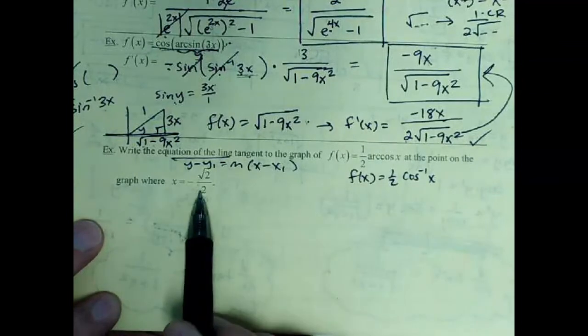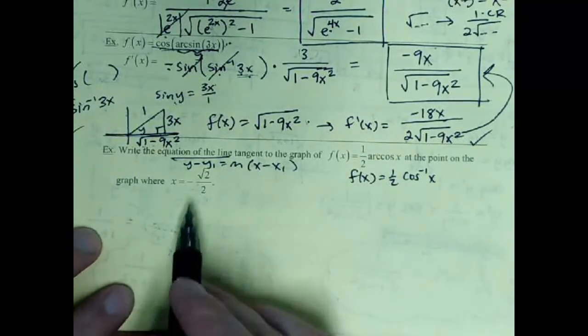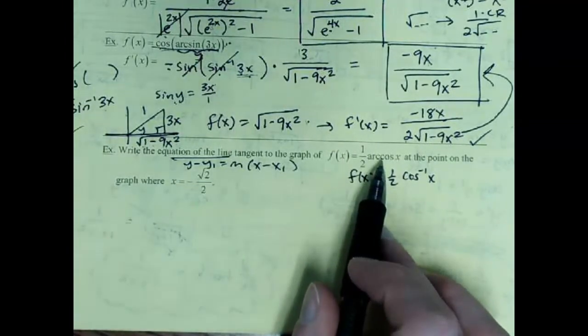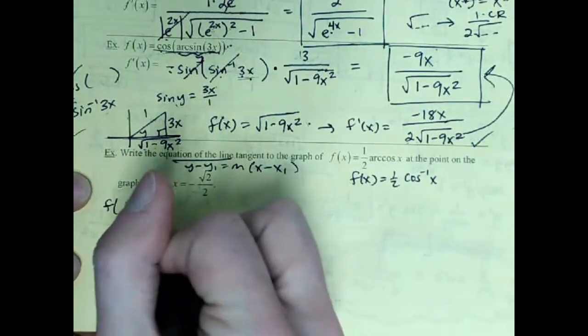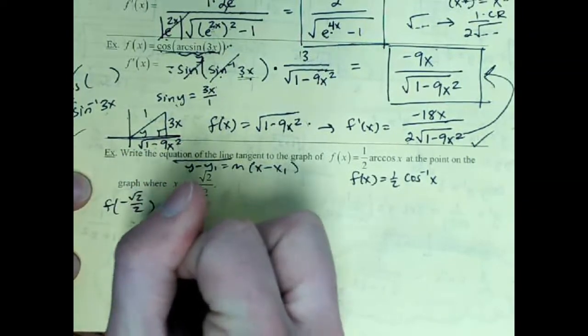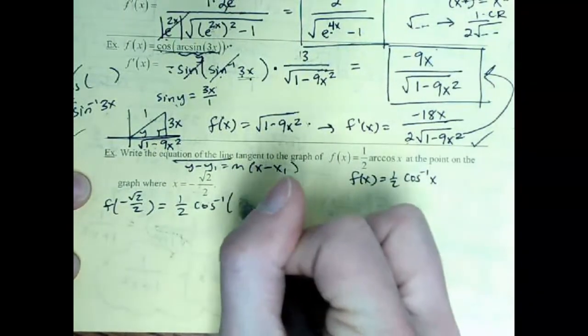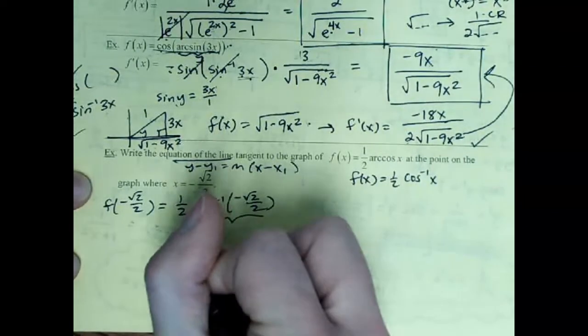It gives me the x value, and then it wants me to do this equation of the tangent line. First thing I'm going to do is take this and plug it into that original function so that I can get the y coordinate. Okay, so f of negative root 2 over 2. So I got 1/2 cosine inverse of negative root 2 over 2. So let's go do this thing first. I'm going to have 1/2 of it.